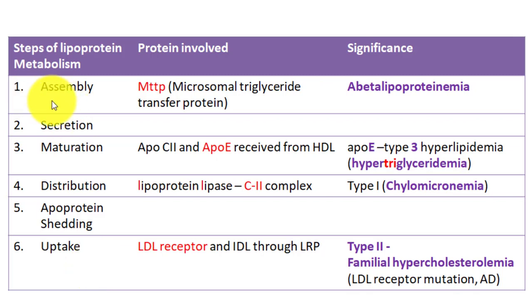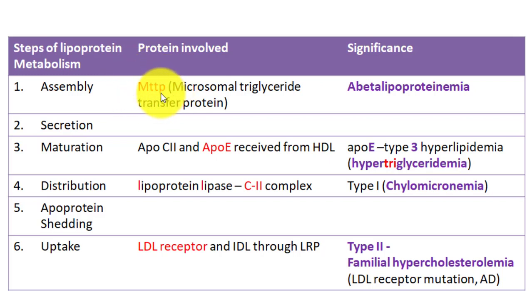In the first step, lipid is being synthesized in hepatocytes. Both fatty acid and glycerol are synthesized. Fatty acid and glycerol react to form triglyceride, and those triglycerides will be loaded onto B100 protein. This loading is done in the microsome, that is the endoplasmic reticulum, by a protein called microsomal triglyceride transfer protein, MTTP.